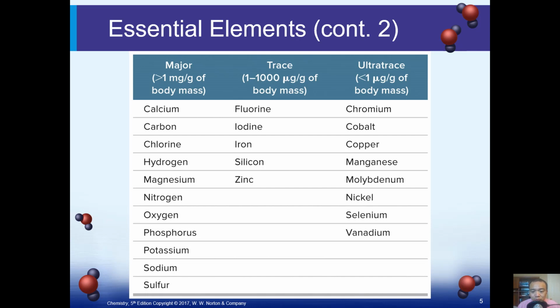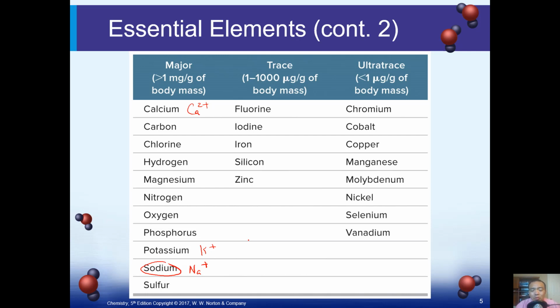Usually, when we refer to the elements in the body, we specifically mean their common ionic form. For example, when we talk about sodium, that means we are talking about sodium ion. Calcium, it would be calcium ion. Potassium, it would be potassium ion, okay, etc.